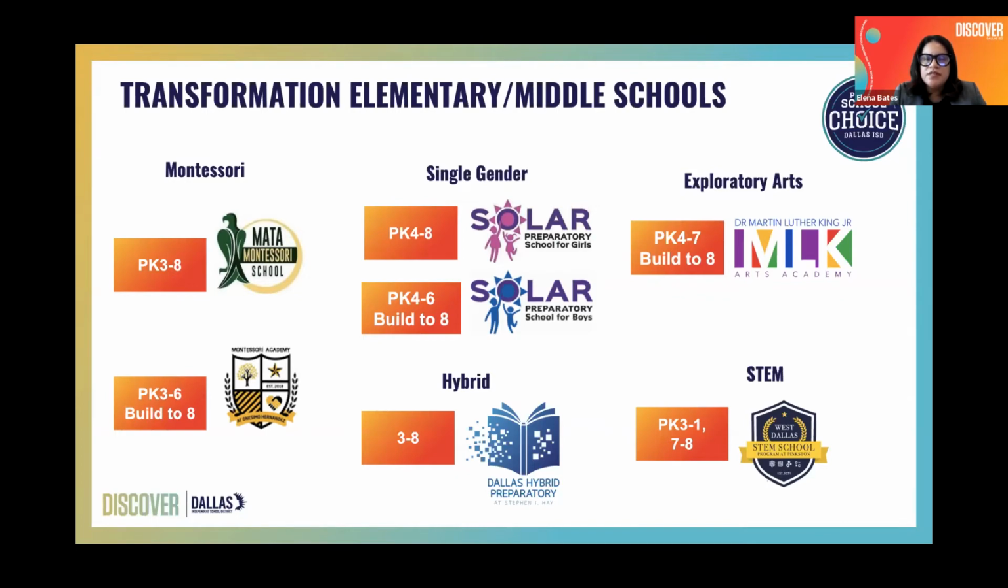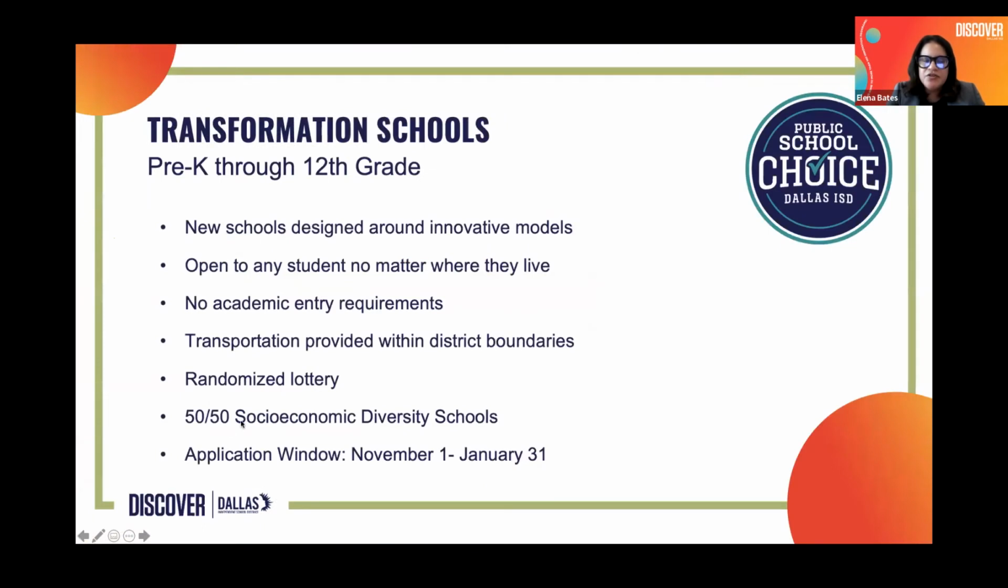Research shows socioeconomically diverse schools offer better learning environments for all of our students, no matter their background. The OTI office has adopted this approach for several of our transformation schools. For those designated 50-50 socioeconomic diverse schools, students are entered into either the economically disadvantaged lottery group or the non-economically disadvantaged lottery group based on the student's socioeconomic status.